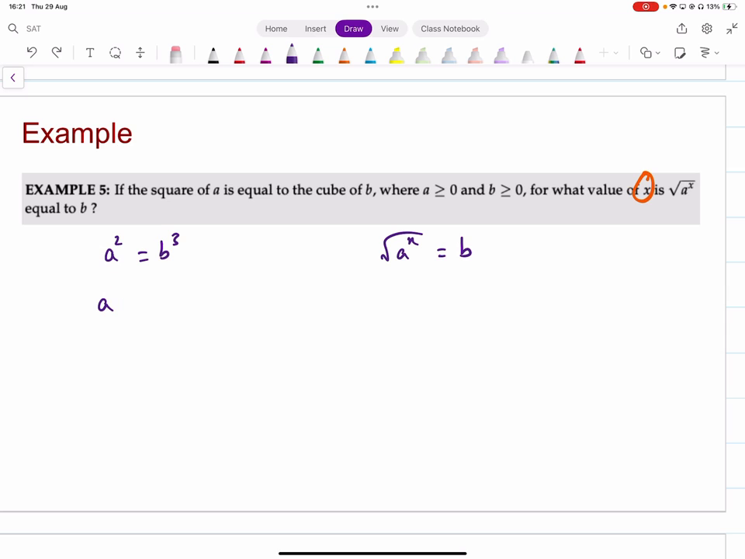So, okay, let me do it this way. Take 1 over 3 power on both sides. Make sense? 1 over 3 power on both sides. On the left side, you get a raised to the power 2 over 3. On the right side, you have b. So b equals a raised to the power 2 over 3. Okay.